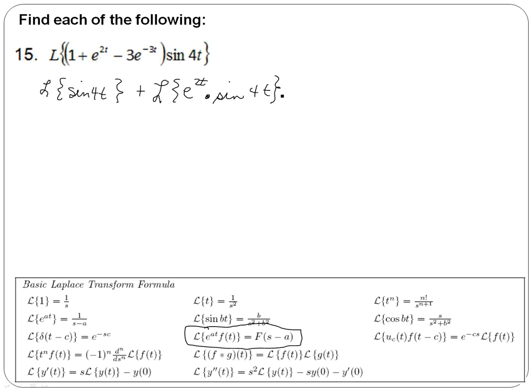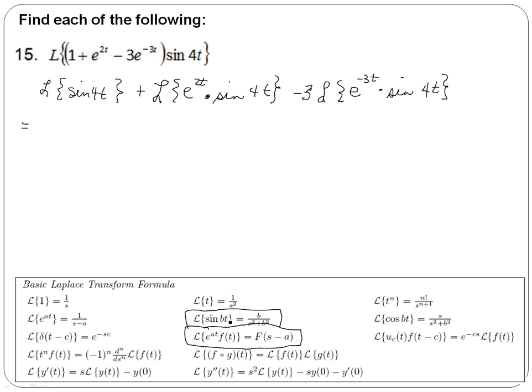And then minus 3 times the Laplace of e to the negative 3t times sine 4t. And again, because I have that exponential multiplied by some other function, I'm going to use that translation theorem. So first, let's look up the sine 4t, and that's this one up here.